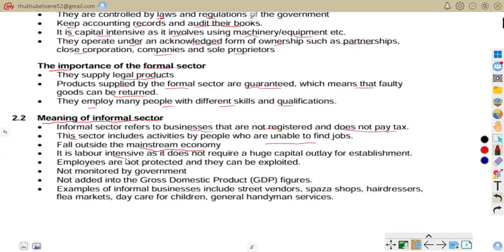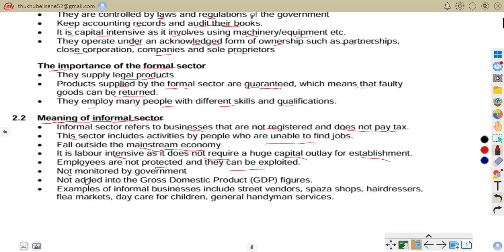It is labor intensive as it does not require huge capital outlay for establishment. So it uses more people than machines, human effort instead of machines. Employees are not protected and they can be exploited. Workers have no legal protection, so no compensation if they are injured.